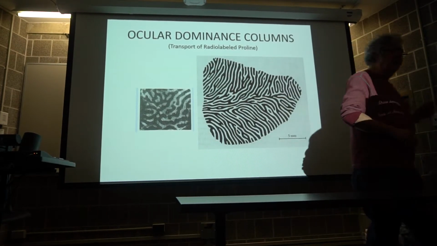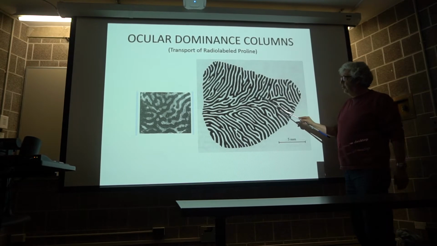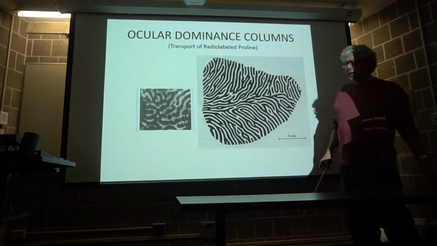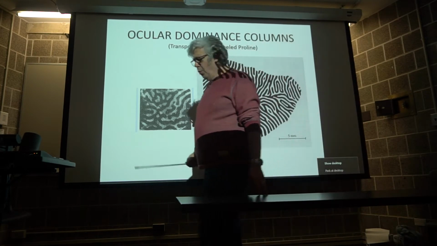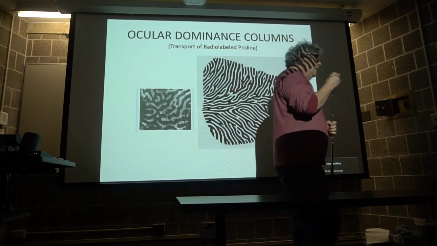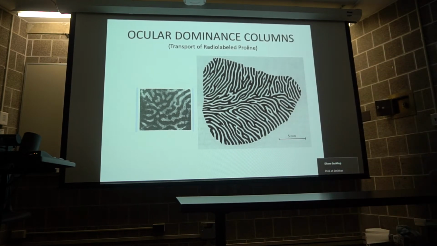Now, here's an interesting fact. I didn't mention this last time. If you look at a normal individual, the right and left eye stripes are of roughly equal diameter. What do you suppose happens if you take an animal? This happens in humans too under some conditions. What do you suppose happens if you take a monkey and say for the first few weeks after it's born, you put a patch over one eye?